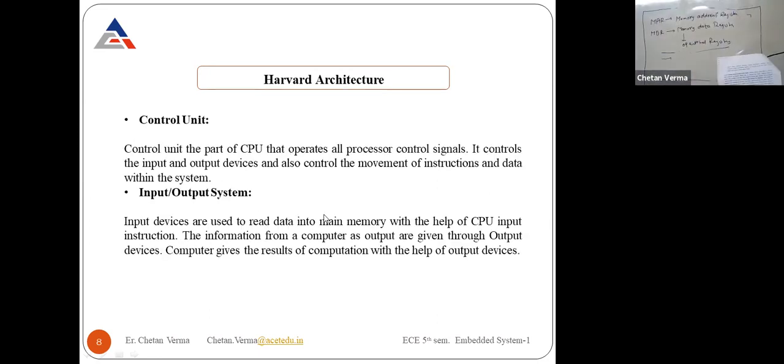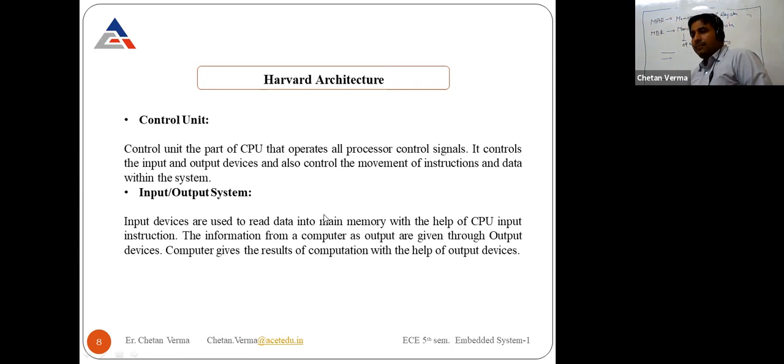Next one is now the control unit. The control unit is the part of the CPU that operates all processor control signals. Processor controlling signals will be controlled by the control unit. It controls the input and output devices and also controls the movement of instruction and data within the system.